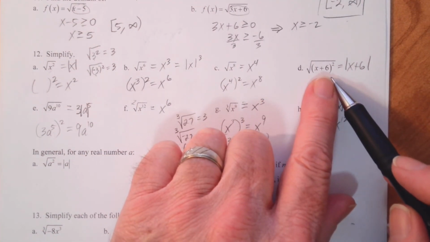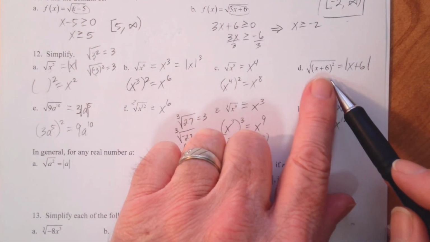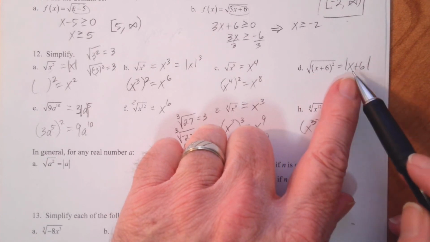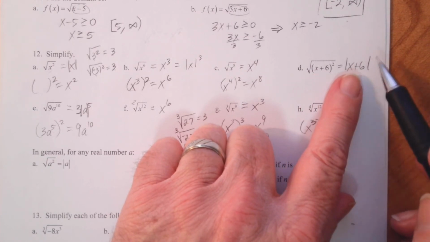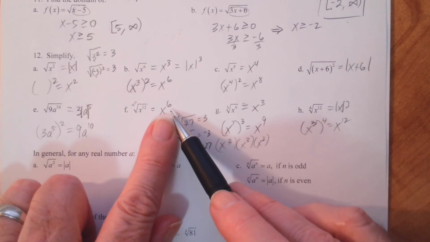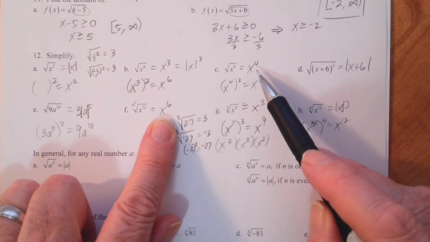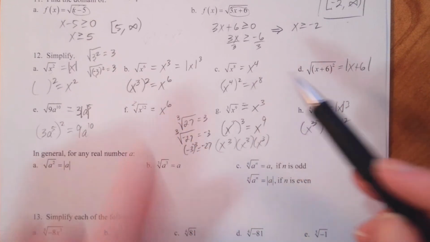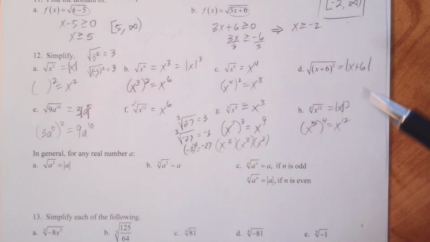Same thing here. Well, we just got x plus 6 to the 1st power, so we needed the absolute value there. But when we get an answer like x to the 6th or x to the 4th, that's always a positive number, so we don't have to worry about it in those cases.